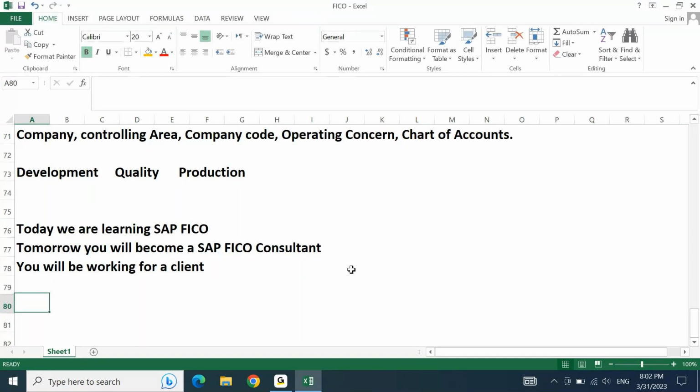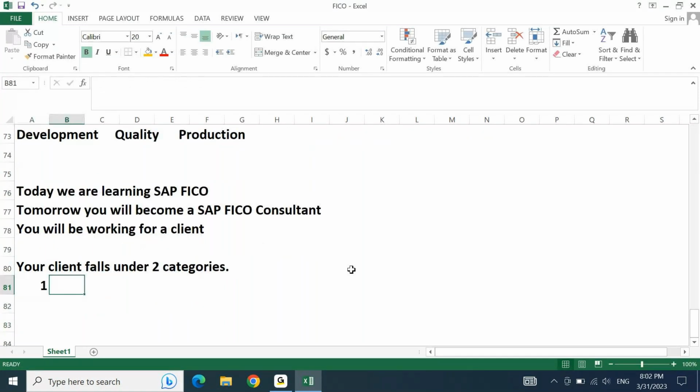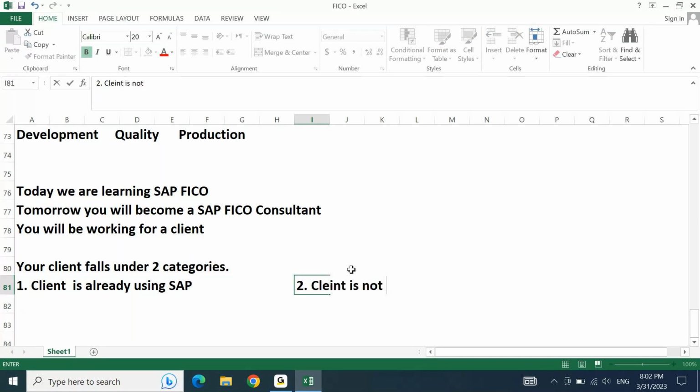Now, your client falls under two categories. Category one: the client is already using SAP. Category number two: the client is not using SAP. Which category is most common? Which category percentage is higher in the market? One or two?